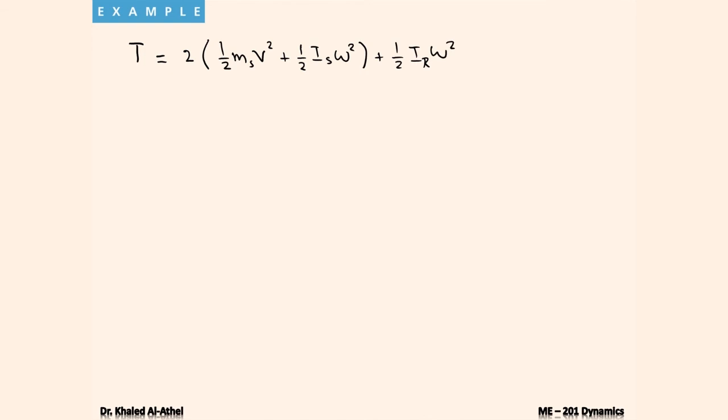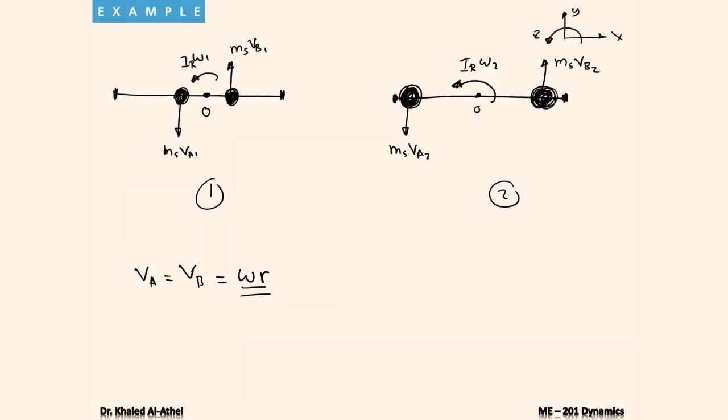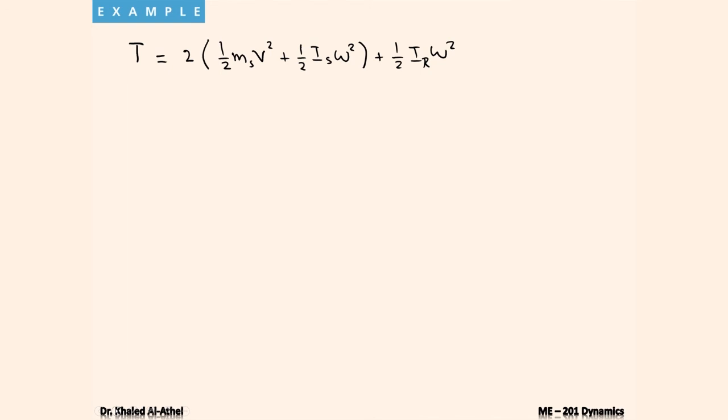Now, regardless if 1 or 2, we are writing this in general. Again, the spheres have velocities at their center of mass, and they also have the rotation of the rod that they are mounted on. So they have general plane motion. So they have half mv square plus half I omega square. And then you have for the rod only half IR omega square.